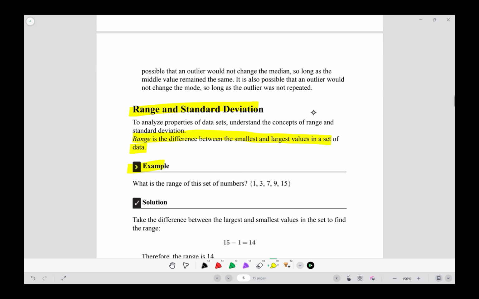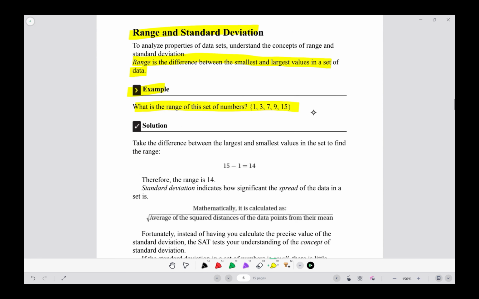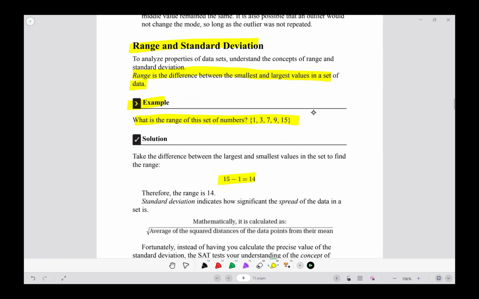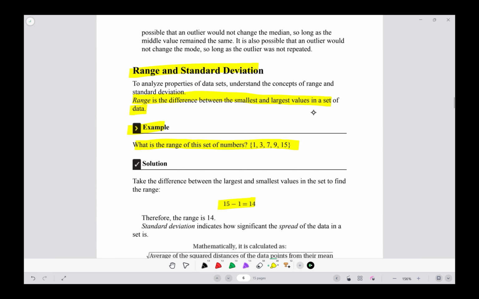So just look at this example. What is the range of the set of numbers? The range is the difference between the smallest and the largest values. As simple as that. 15 is the largest number and 1 is the smallest number. We just need to subtract them, because to find the difference we subtract. After subtracting, the range is 14.